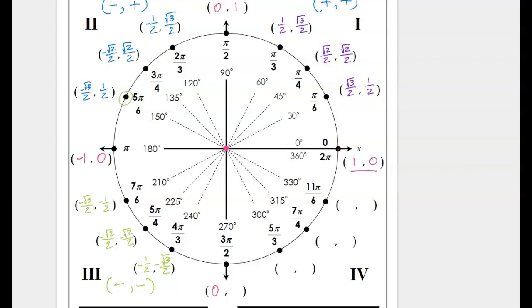Yep, the x value is 0, and we go down on the y-axis 1, so it's negative 1. And then last but not least is our fourth quadrant. What pattern is this fourth quadrant going to have?